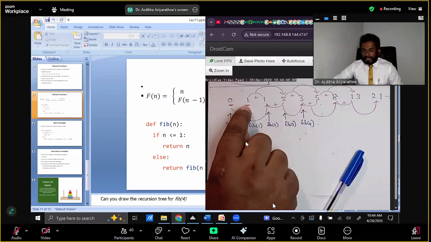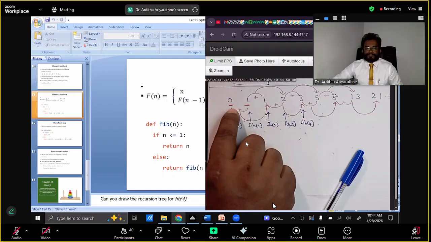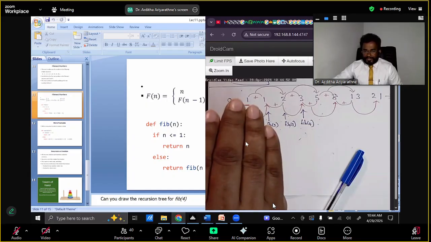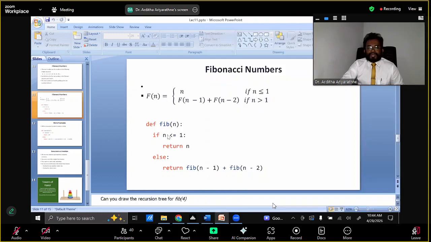1 or less than 1 are basics. Here now you can see, 1 or less than 1 are basics. At that time we are returning the same value.